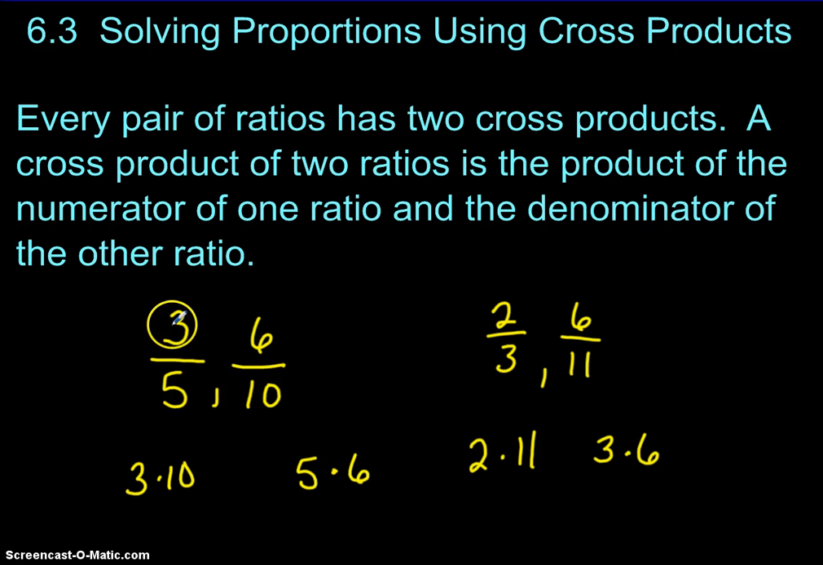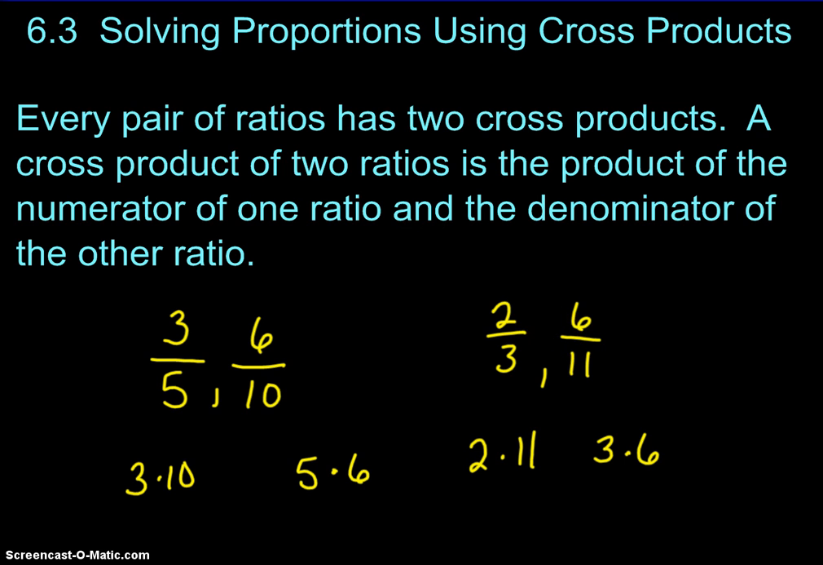So this ratio has two cross products. It's the numerator of this one multiplied to the numerator of this one. Also, the denominator of this ratio multiplied to the numerator of this one. Same here. Numerator here multiplied to the denominator here. The denominator here multiplied to the numerator. So each pair of ratios has two cross products.